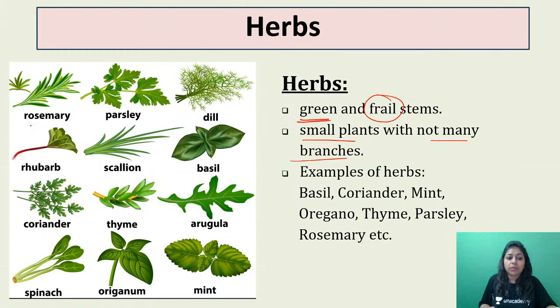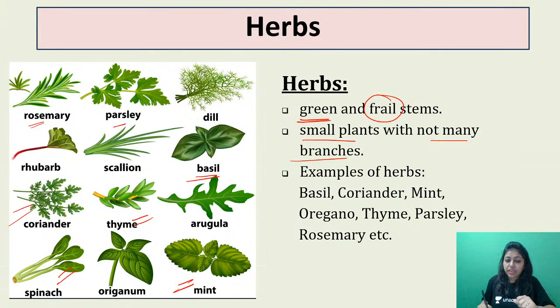Like rosemary, parsley, dill, and some of the very common ones, basil leaves. Have you come across them? You must have used them a number of times. Mint leaves, they have a very nice fragrance too. Then we have spinach, coriander, which is dhania. I think in every vegetable or curry that we make, we put coriander or coriander powder. Thyme. So these are some of the very important and popular herbs that we have around us. Now what is common about all these herbs? Let's quickly recap. They have green and very frail, very weak stems, and they are very small plants with not many branches.